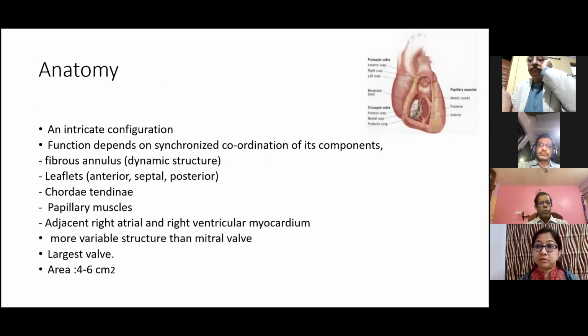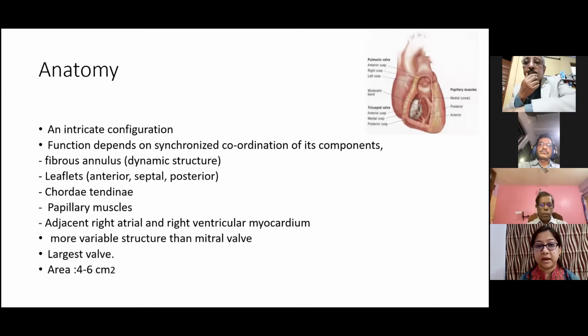So, the anatomy. The tricuspid valve is an intricate configuration. Its function depends on the synchronized coordination of its components, like the fibrous annulus, which is a dynamic structure whose diameter changes by 17% during atrial systole. The fibrous annulus dilates with dilatation of the right side of the heart, thereby leading to functional tricuspid regurgitation, which is very common.